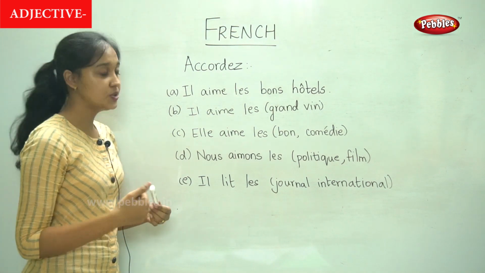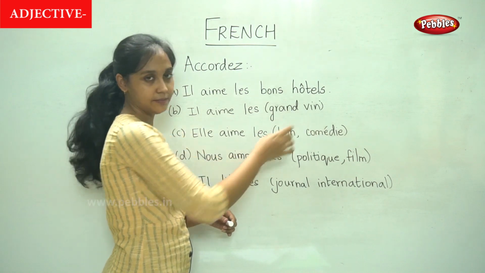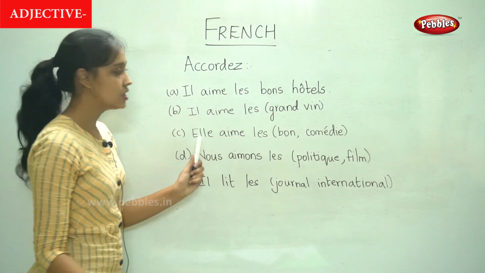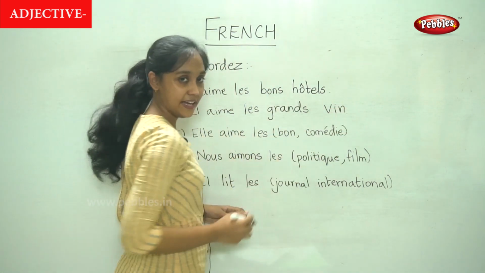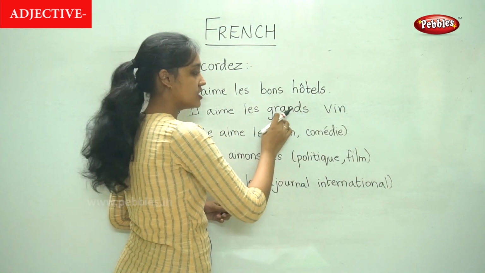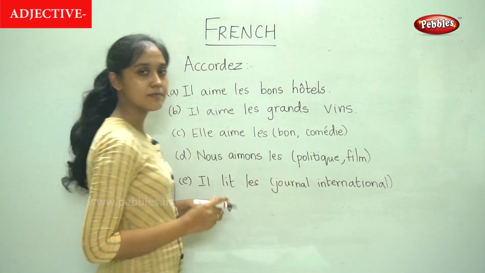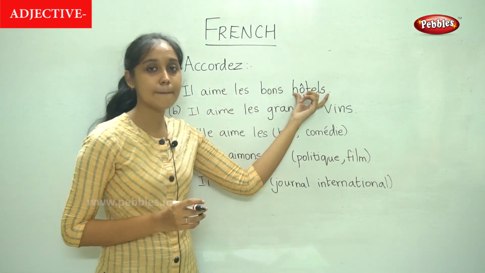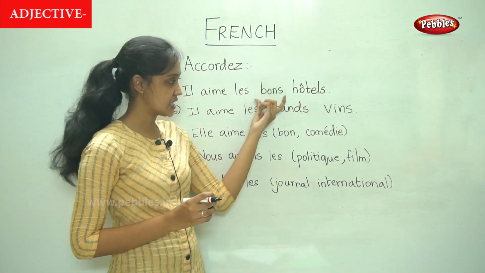So moving on to the next sentence. Il aime les grands vins. Similar to that, here also masculine. Because the noun here is vin and vin is masculine, grand comes with an S and vin also comes with an S. So in the first sentence also, hôtel is masculine, so bon becomes B-O-N-S.